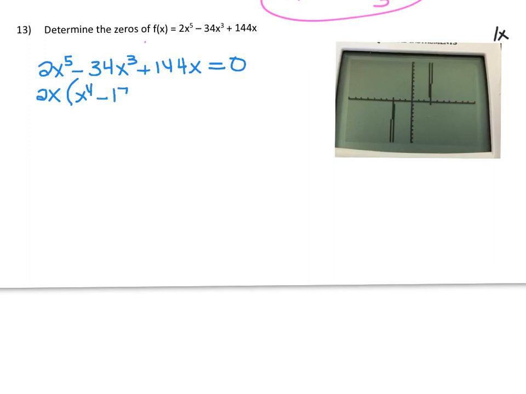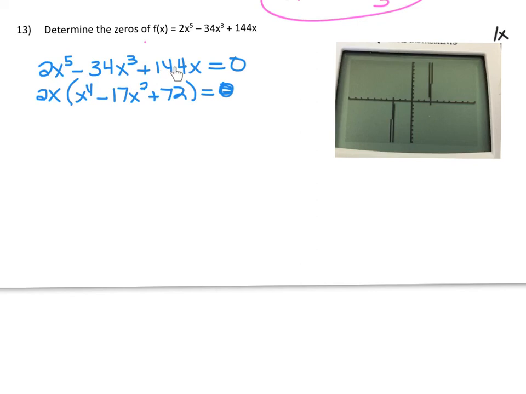minus 17x squared, and then plus 72 equals 0. That's supposed to be a 0. There we go. Okay, so again, all I did was I took this expression, the left-hand side of the equation, and I factored out a 2x, which left me with x to the 4th minus 17x squared plus 72. Now, one thing I want to point out, I know a lot of you guys are going to realize this, but please do not try to use the quadratic formula for this. Just because there's 3 terms does not mean you can use the quadratic formula.